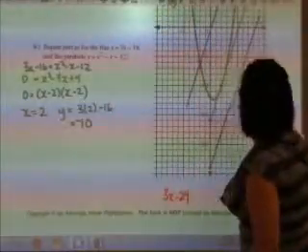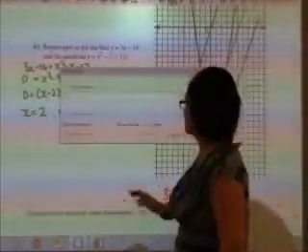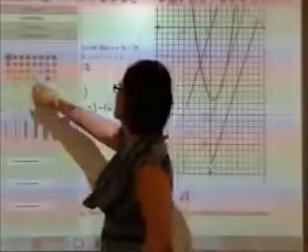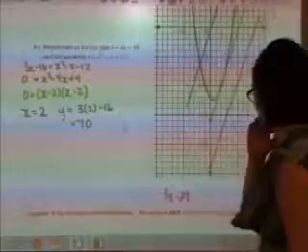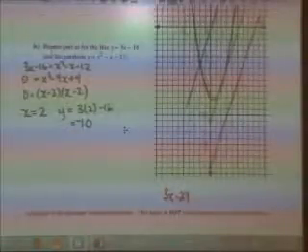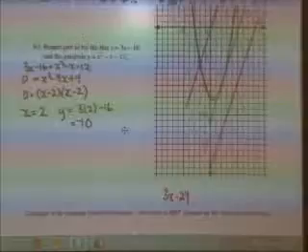And what do you notice? I would hope what you notice is that the graph actually does not intersect the quadratic.